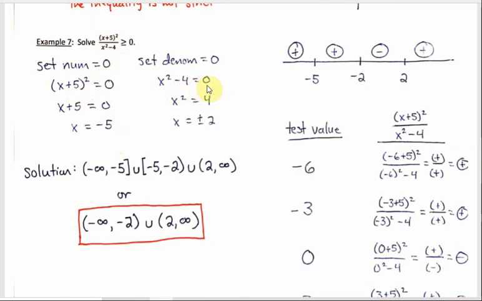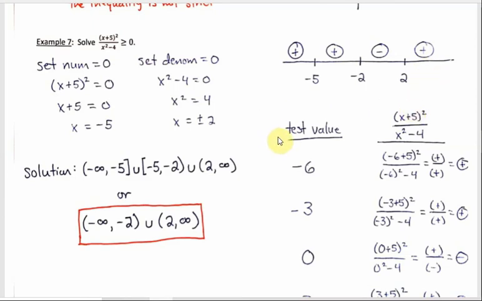Because for x squared minus 4 to be 0, that's when x squared is 4. So using the square root property, x could be plus or minus 2. All right, so then when you break up the number line, you need negative 5, negative 2, and 2. And then you just have to check those 4 intervals. So you go through and check them.